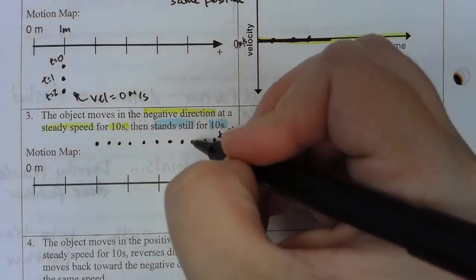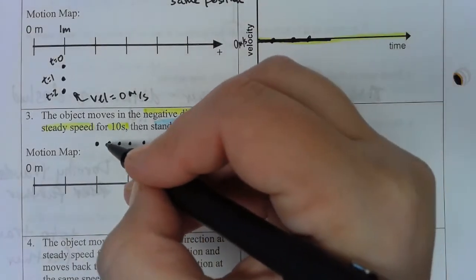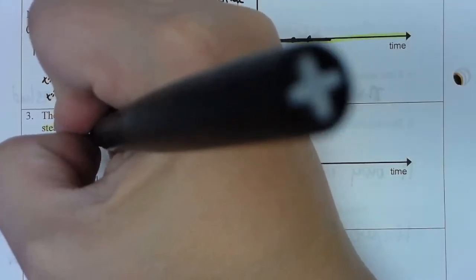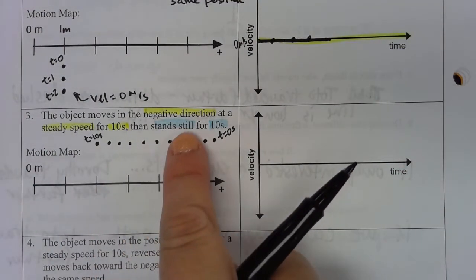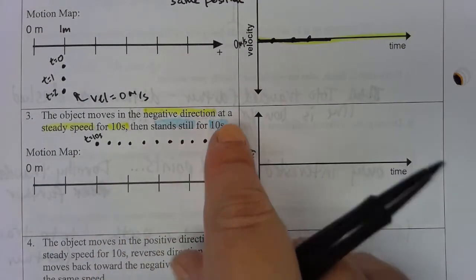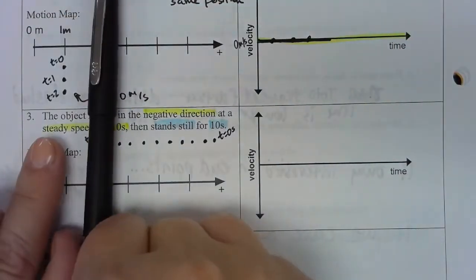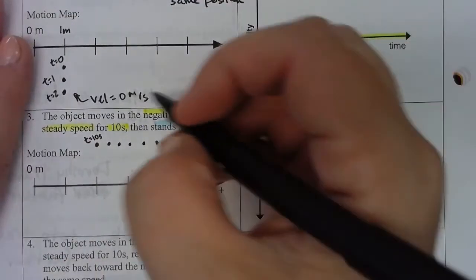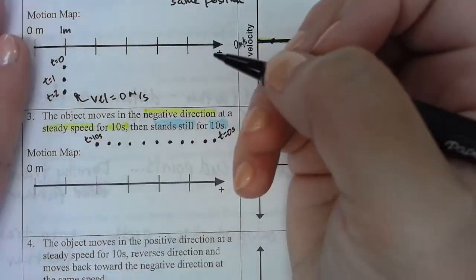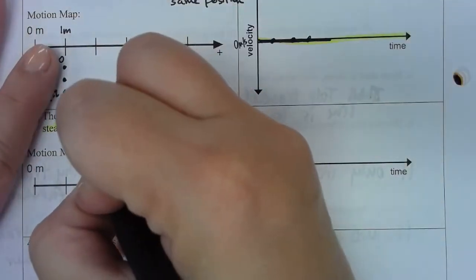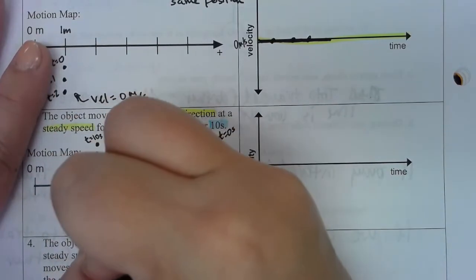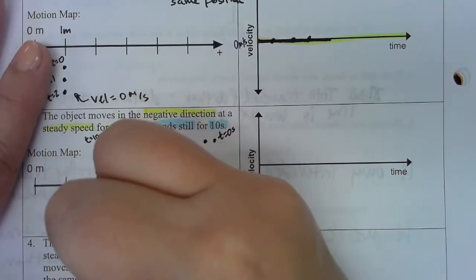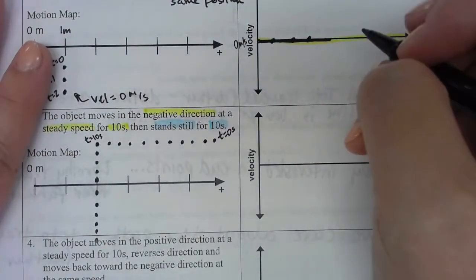Okay, so I've got 0, 1, 2, 3, 4, 5, 6, 7, 8, 9, 10. Time equals 10 seconds. So I'm labeled there. After 10 seconds, my object stands still for another 10 seconds. So my position isn't going to change. I'm just going to stack these guys up here. So that's 10. Then I have to go another 10. 1, 2, 3, 4, 5, 6, 7, 8, 9, 10. There's all my dots.